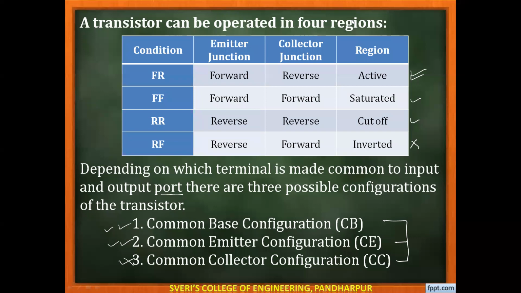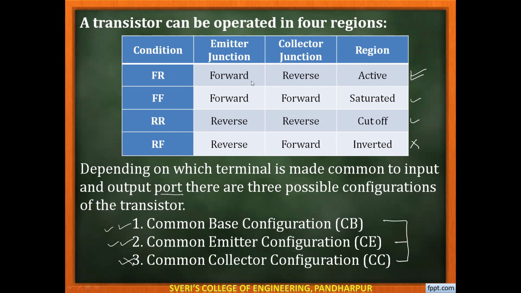So in the previous session, we started to discuss the bipolar junction transistor, and we discussed a few basic theory points related to the same. We discussed that these are the four different regions in which the transistors can be operated, based on how the emitter junction and collector junction are connected.